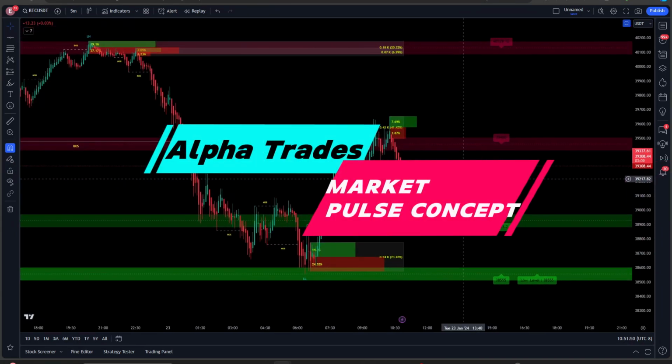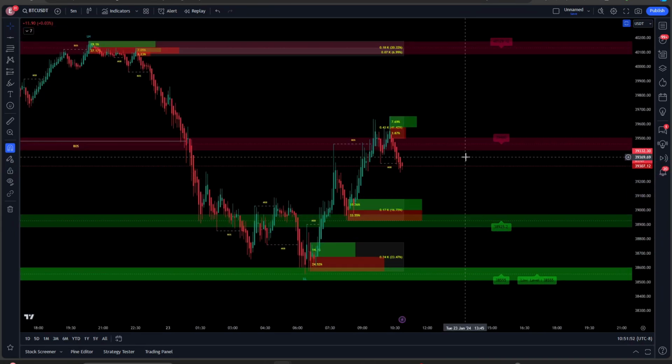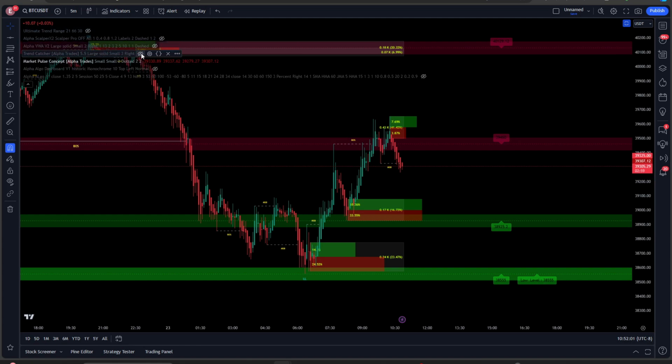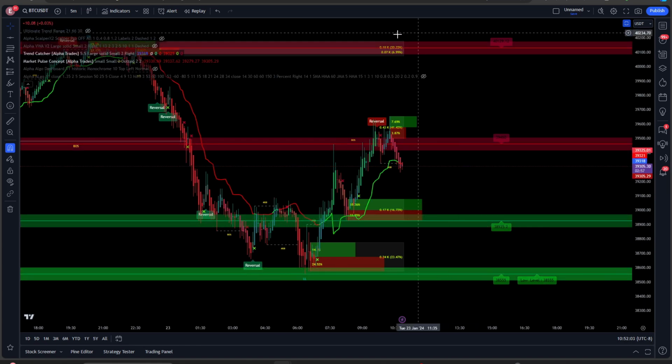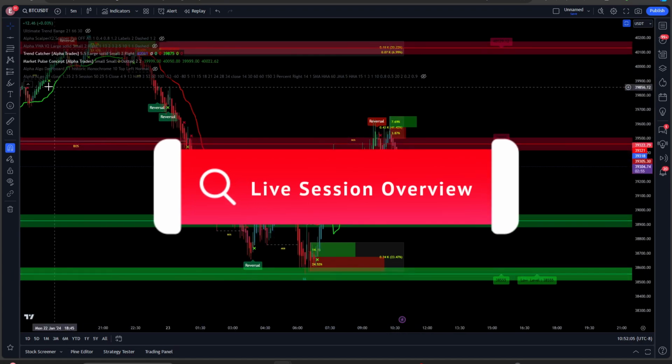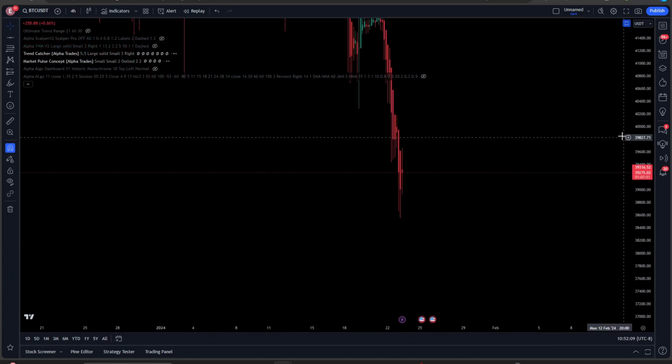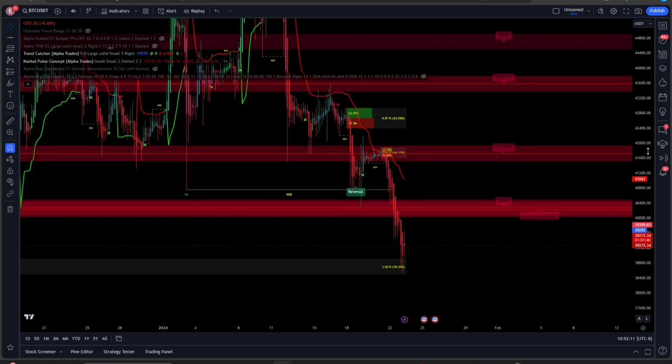When it comes to the Market Pulse concept, this one comes with its own support and resistance. It's different from the Trend Catcher support and resistance. When you combine the two together, remember what I said before: the zones that are most highlighted are stronger. And I'm not talking about the 5 minute, I'm talking about the higher time frame, because if you base your trading on the lower time frame, that would not work.